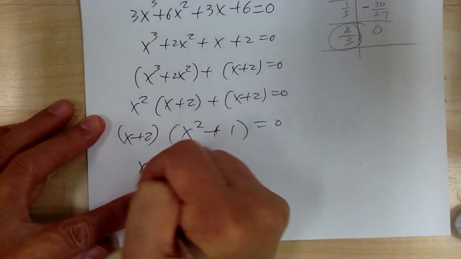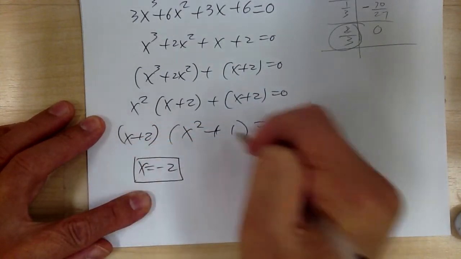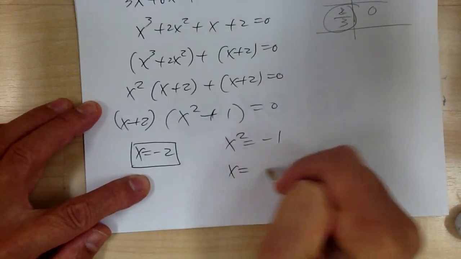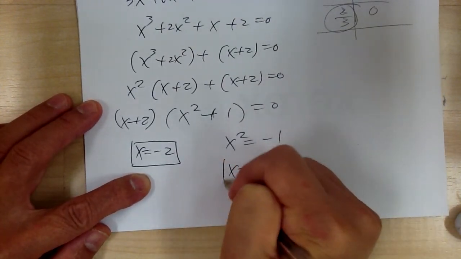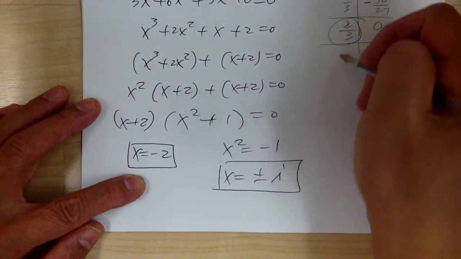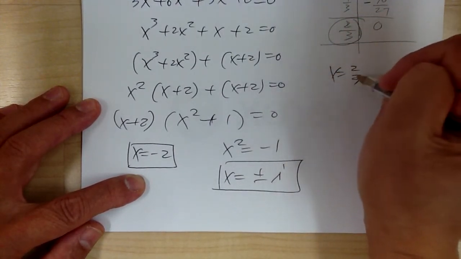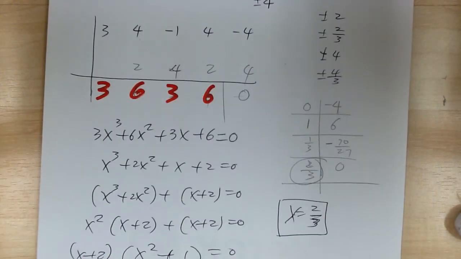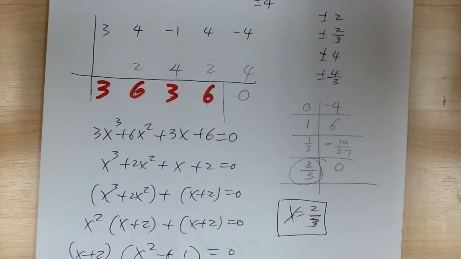So I get another one. So I get x equal to negative 2. And from here, I have the x squared equal to negative 1. So x equal to plus or minus i. And that's how I get all the answers. And don't forget this one. Okay, over here you got x equal to 2/3. Okay, so that's how you solve it. Okay? Okay, so let's go and cover a couple more examples.